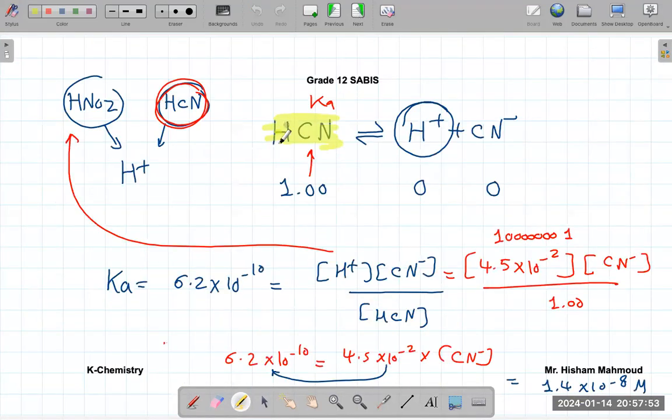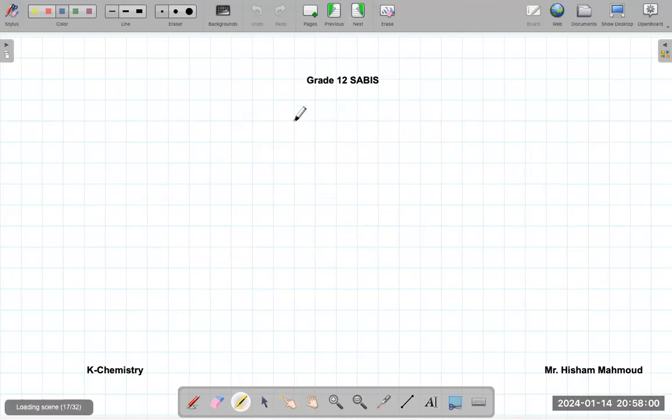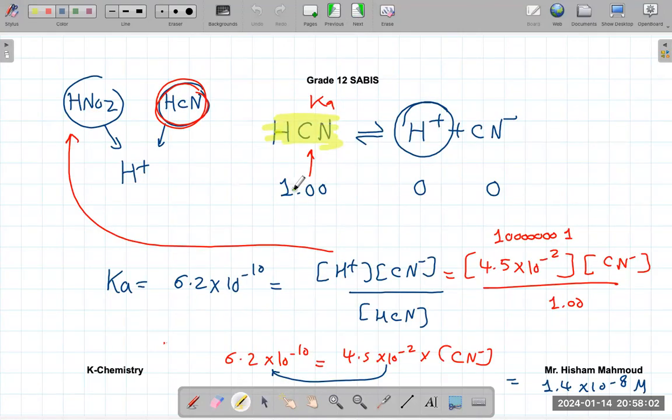The next part in the question, you're trying to find the CN minus from HCN. So also you will make the ICE table. The ICE table gives you H plus and CN minus. When it breaks down, you have 1 molar of HCN, and H plus and CN minus. The CN minus, I don't know its concentration, but what is the H plus? This is the H plus that came from the HCN. But this value is useless. You should ignore it completely and go back and find the H plus that came from HNO2.